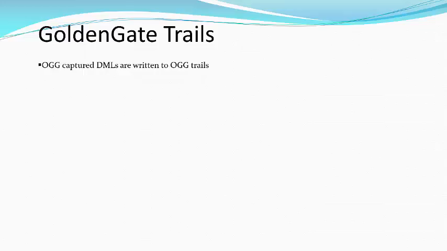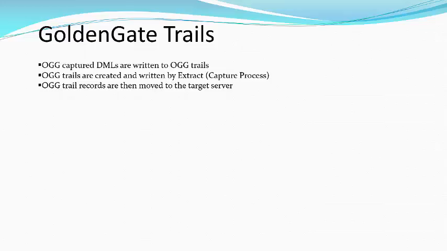So GoldenGate will capture DMLs according to what you tell it to, using table parameters, and it's written to GoldenGate trails. GoldenGate trails are created and written by the extract process, what we call the capture process. The trails are then moved to the target server. As shown in the beginning slides, there is an extract pump that can read from the local trail and push it through TCP/IP into the cloud, where it will then reach another target.